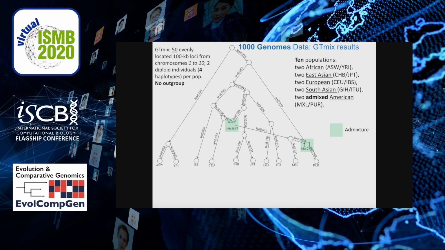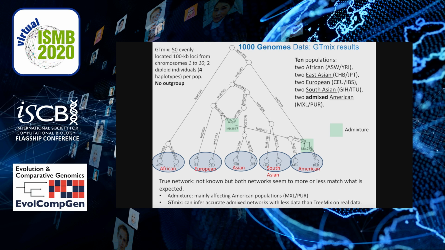And you can see here, first of all, the 2 populations from each superpopulation, African, European, and so on, are grouped together, which is as expected. And also you can see the admixture here is mainly affecting the admixed American populations, Mexican and Puerto Rican. So this is matching what we expect. So even though the true network is unknown, this shows that GTMX can actually work on real data.